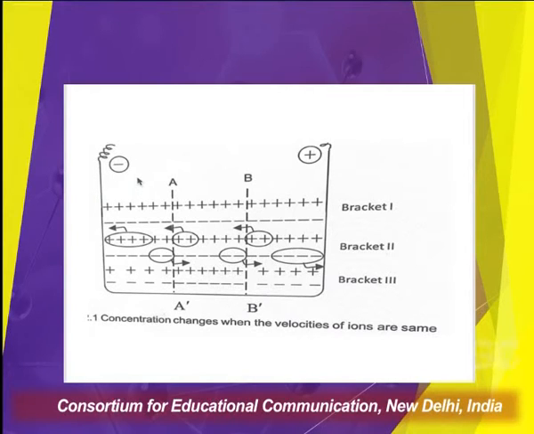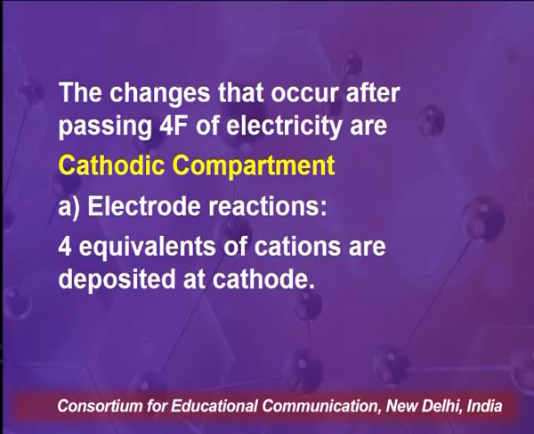Cations are moving from the anodic compartment to the central compartment and from the central compartment to the cathodic compartment. And anions are moving out from the cathodic compartment to the central compartment and from the central compartment to the anodic compartment. Since the velocities are the same, 2 faradays of electricity is being transported by each. The changes that occur after passing 4 faradays of electricity are changes in the cathodic compartment.